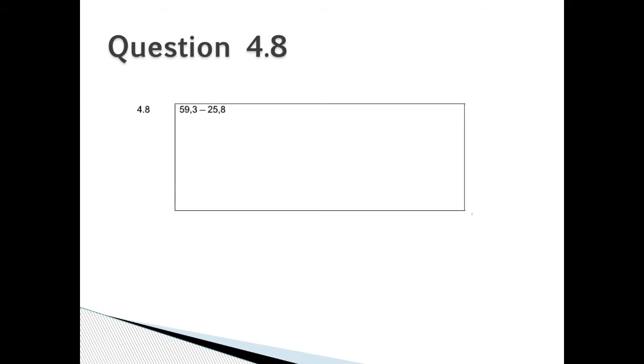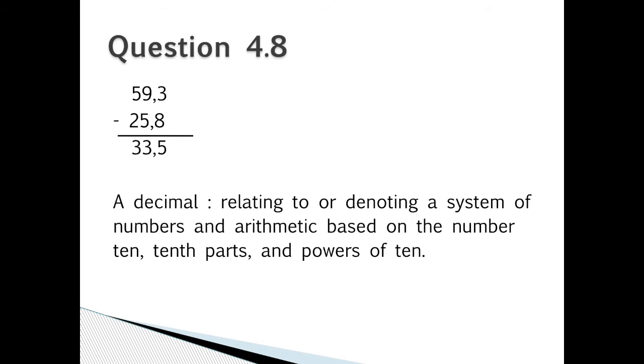Question 4.8. What is 59.3 minus 25.8? 59.3 minus 25.8 will give you 33.5. A decimal is relating to or denoting a system of numbers and arithmetic based on the number 10, tenths, parts, and the powers of 10.